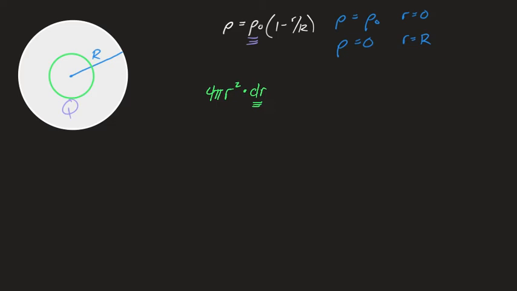This represents the volume of one shell. Now, if I want the charge of that shell, I have to multiply by the charge density. Because it's still charge density times volume equals charge. Everybody follow along so far? This has to equal the amount of charge of one shell.